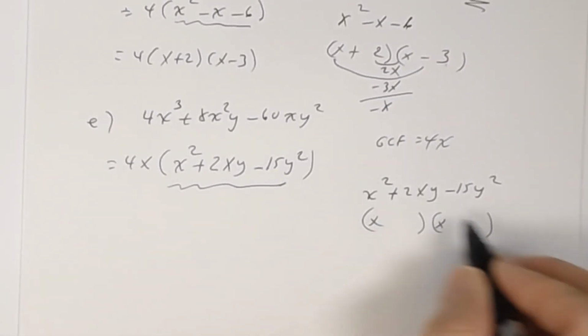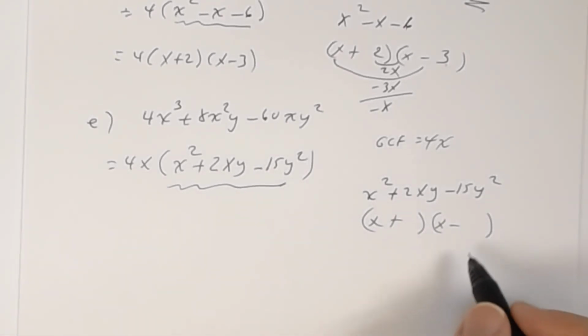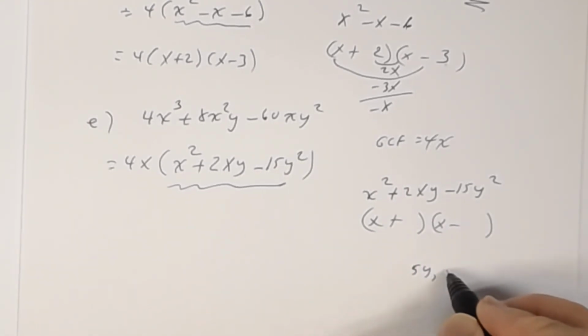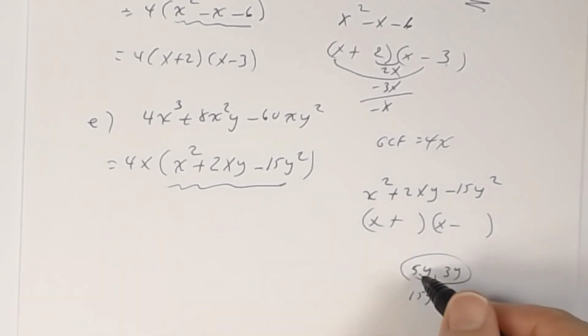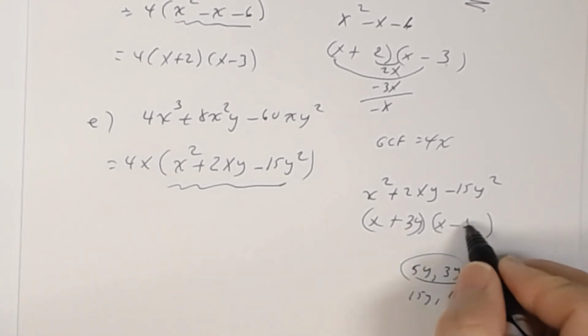X times x is x squared. The last sign's negative, so one's positive, one's negative. And then let's think about 15y squared. So the possibility would be 5y times 3y, right? And then 15y, and then 1y. So let's try this first. So let's go ahead and put 3y here, and then 5y here.